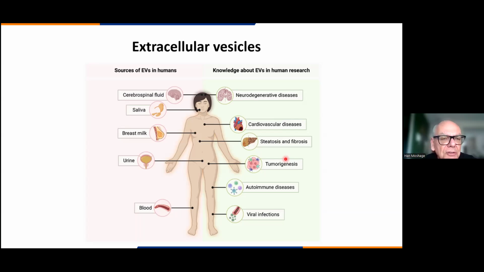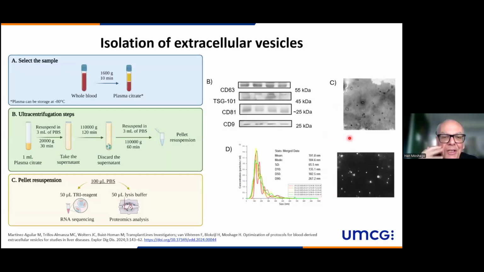They can be found in urine, breast milk, saliva, cerebrospinal fluid, and they have been implicated to be involved in all these diseases, from neurodegenerative diseases to autoimmune diseases and steatosis and fibrosis. We can also isolate extracellular vesicles, for example, from blood, but also from culture media if you culture cells.